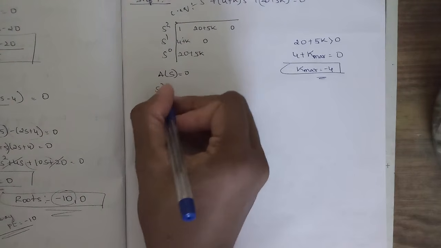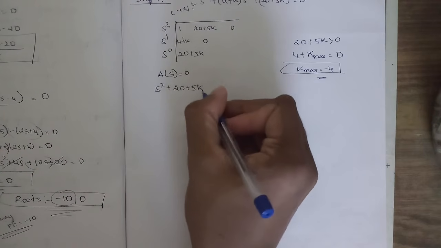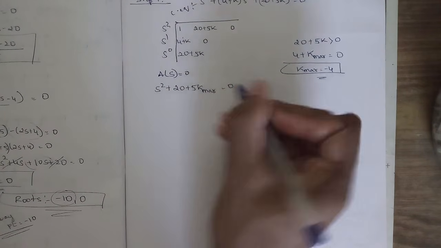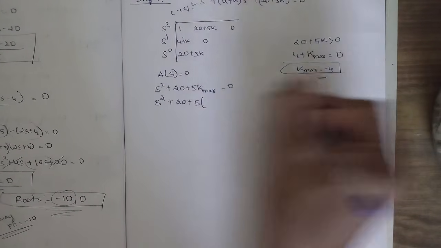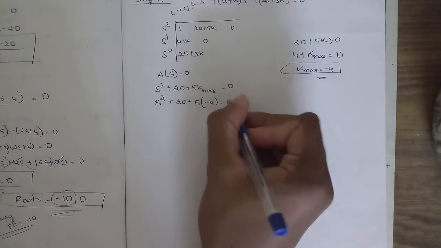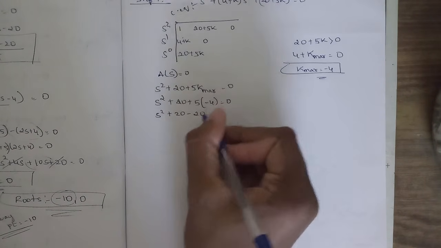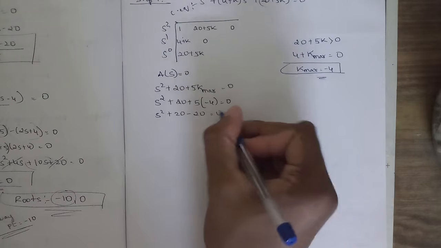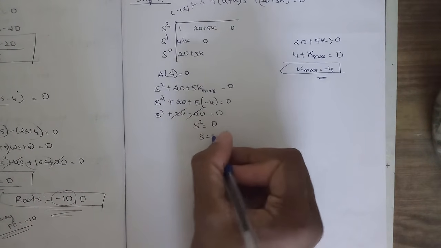Now A of s equal to 0, that is the row above the row of zeros: s square plus 20 plus 5k, with k margin equal to -4, equal to 0. So s square plus 20 plus 5 into minus 4, that is 20 minus 20, equal to 0. This gets cancelled, so s square equal to 0, so s is equal to 0 we got.